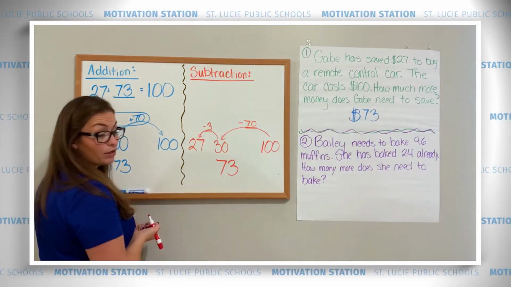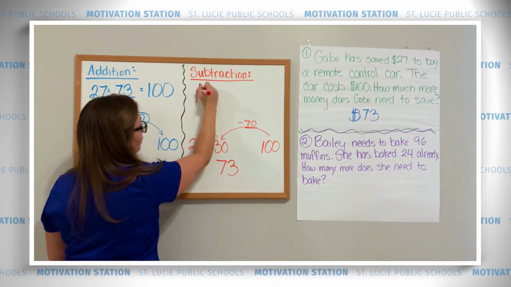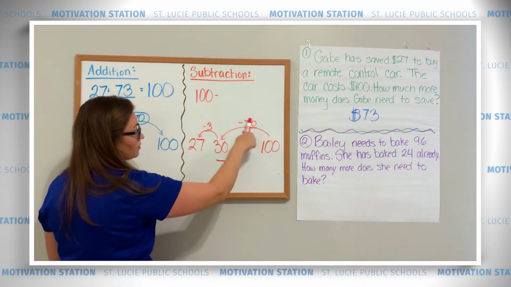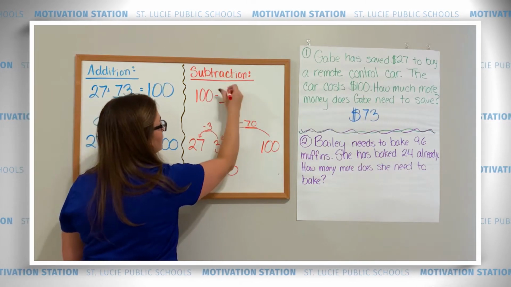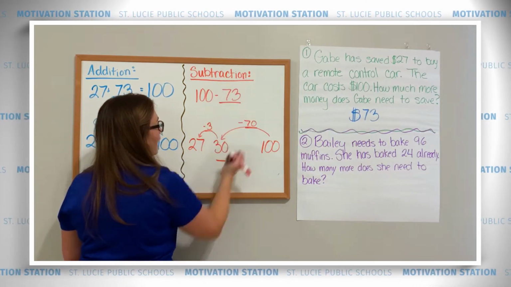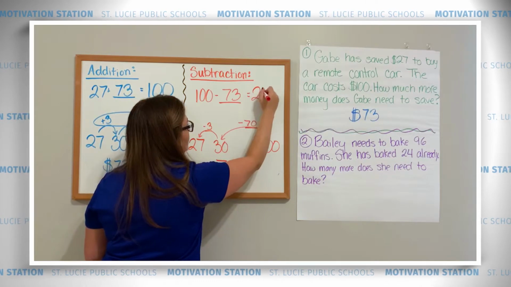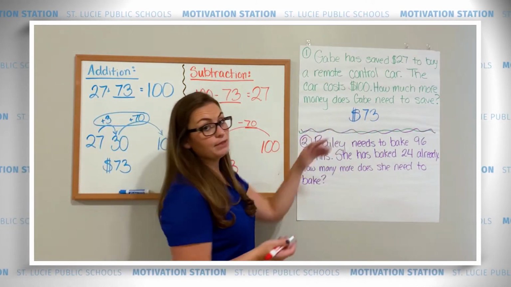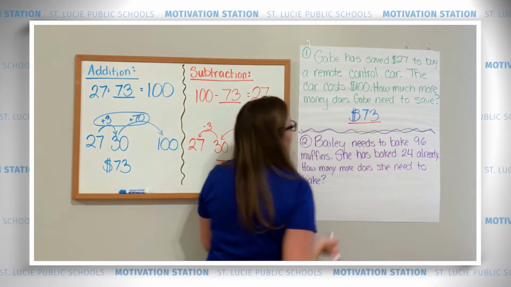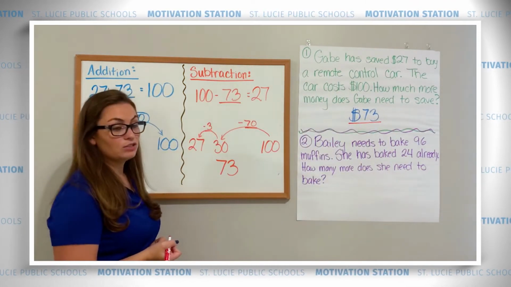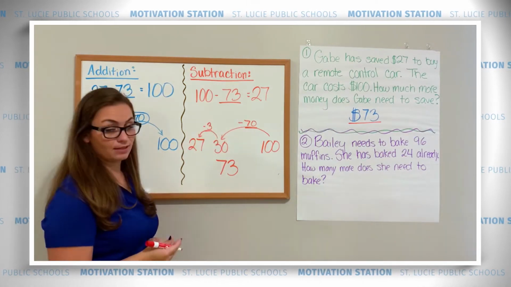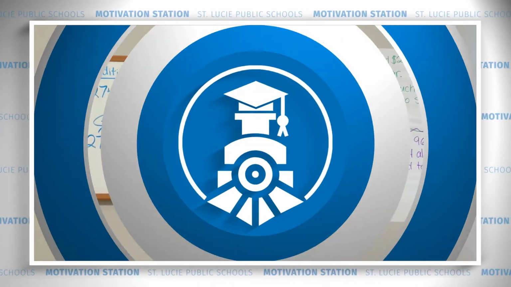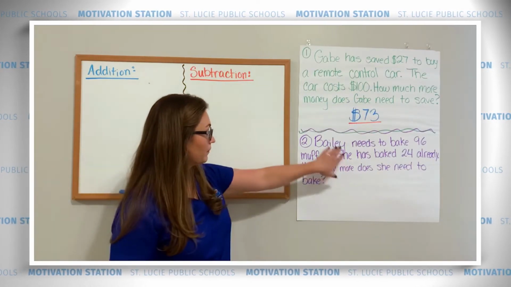I can write that with an equation. I start with 100. I subtracted how many? Subtracted 73, and that's the number we were going to fill in here. And then it equals 27. So, how much money does Gabe need to save? We know that it is $73, the amount we subtracted. Okay, ready for our next one? Me too. Let's take a look at number 2.